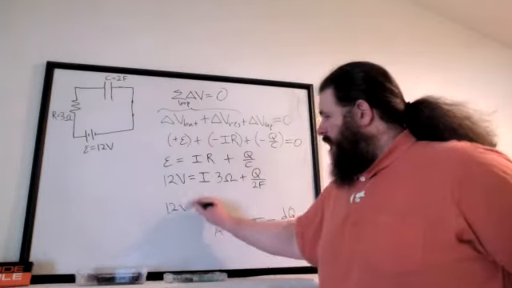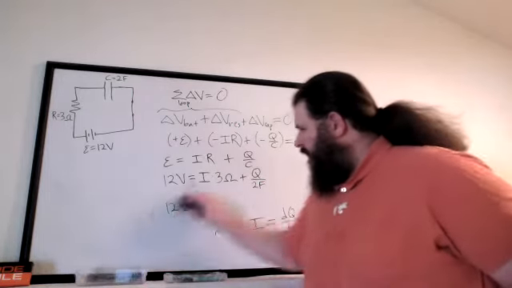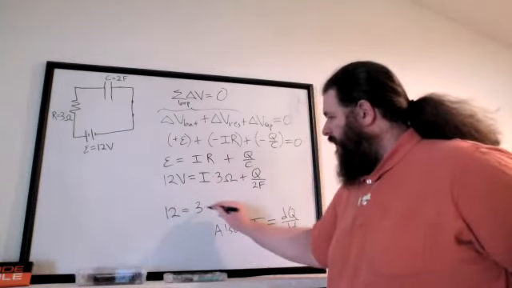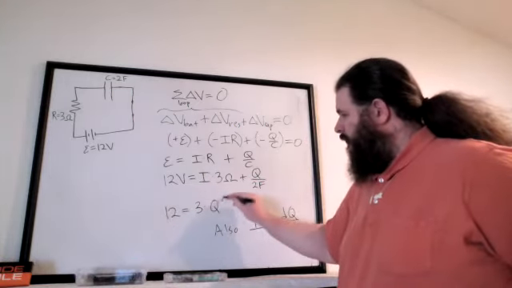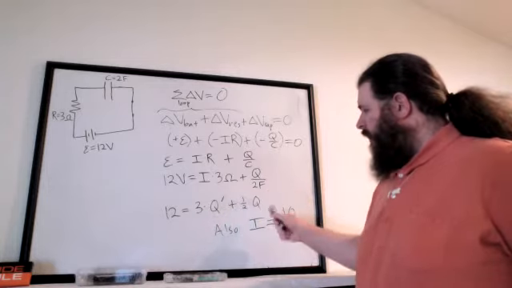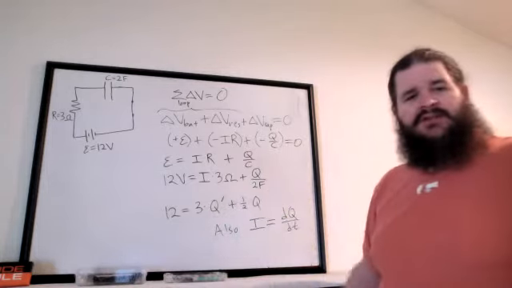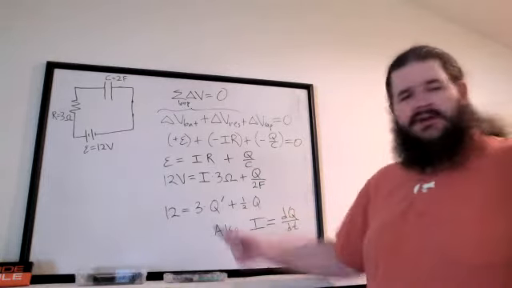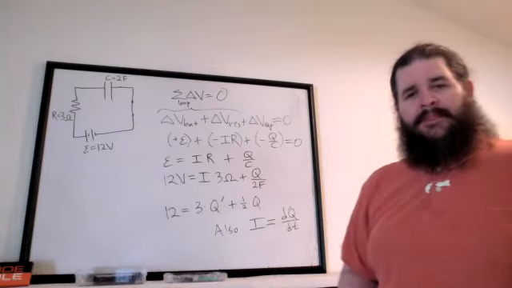We could say 12 volts equals, or leaving off the units for a moment, just to focus on the numbers, 12 equals 3 times Q prime, the derivative, plus 1/2 times Q. So what we get is what's called a differential equation, an equation that's describing the relationship between the function and its own derivative or differential.